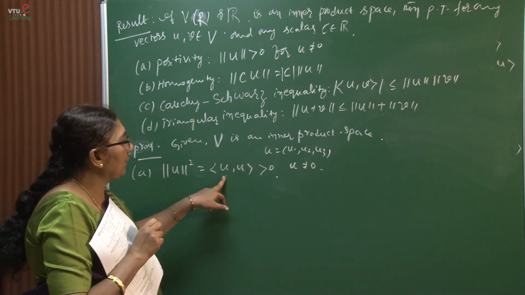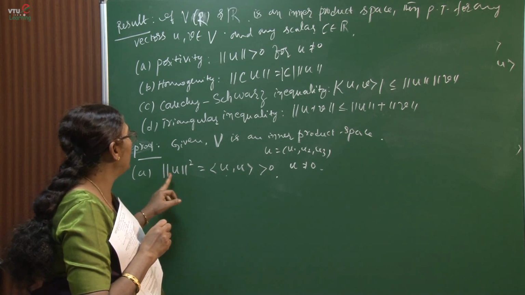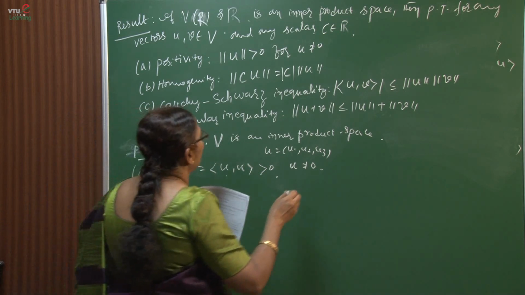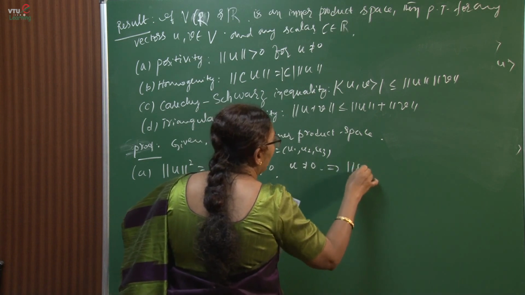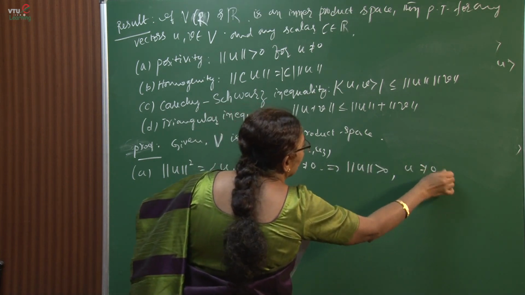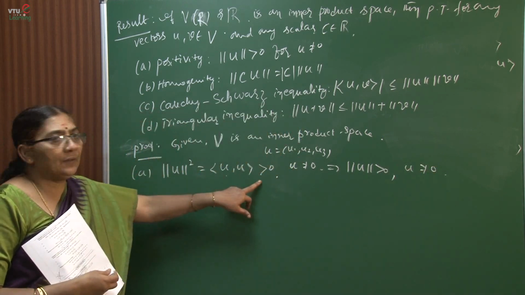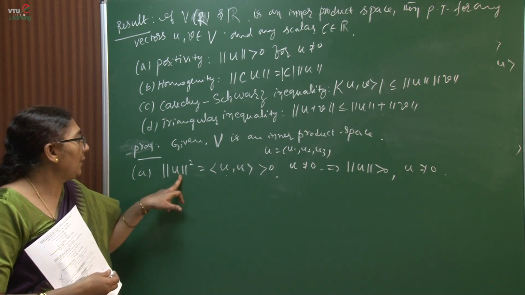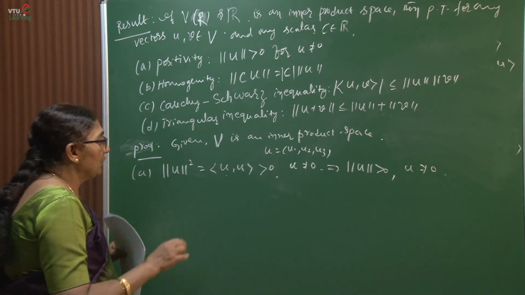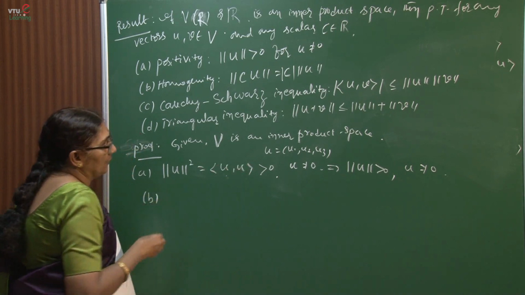Suppose u is 0, what happens? This inner product value is 0. Therefore, norm of u squared is greater than 0 for u not equal to 0, which implies norm of u is greater than 0 for u not equal to 0. I think it's clear to everyone for this part. Suppose u is 0, this inner product value must be 0.